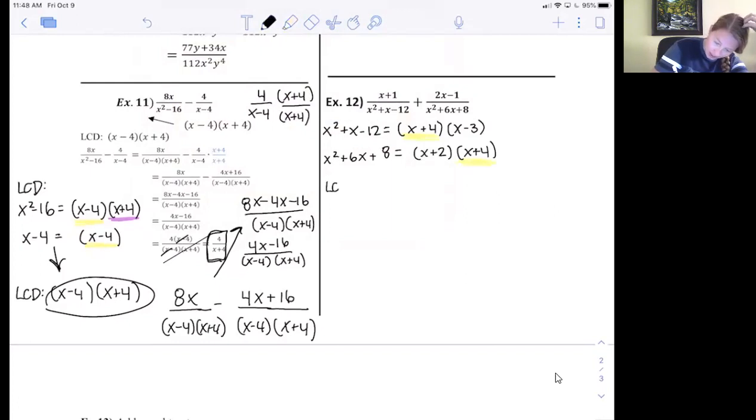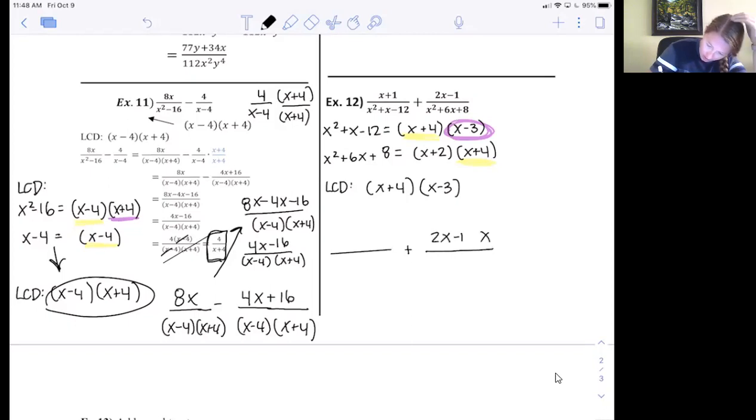So my LCD is going to be x plus 4 times by whatever's left over. So on this top one, I see that I have an x minus 3 left over. Okay, so I'm going to write that. But then I also know that I need to times x minus 3 by this bottom one, because this one doesn't have it. Okay, so I'm going to have to times this 2x minus 1 times x minus 3.